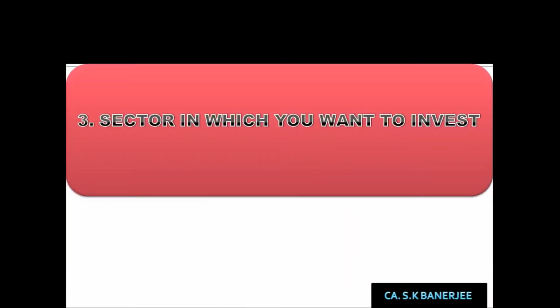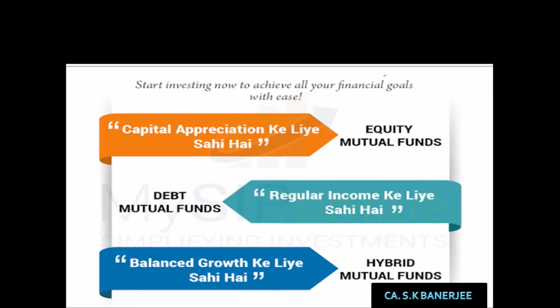The third point which you should keep in mind while investing is the sectors in which you want to invest. If you want capital appreciation, equity mutual funds are the best choice. Equity mutual funds will appreciate your investment value. So for capital appreciation, equity mutual funds should be your choice. If you want regular incomes, then you should invest in debt mutual funds. They are the least risky funds and will give you regular incomes, but the return is less than equity funds.